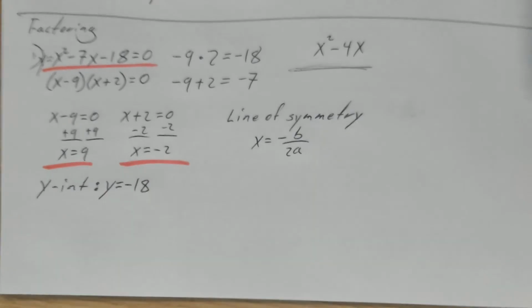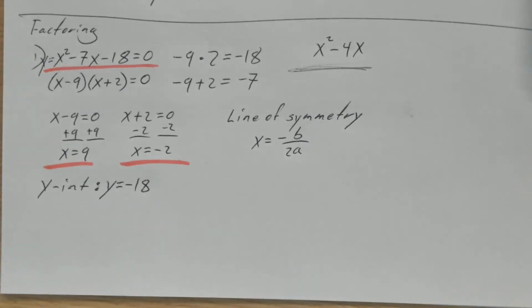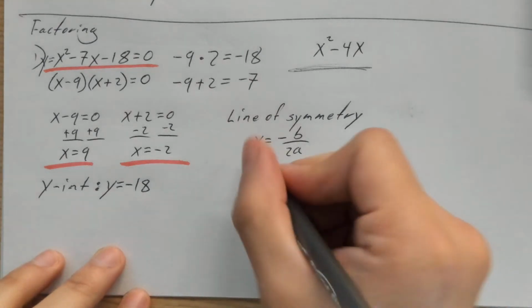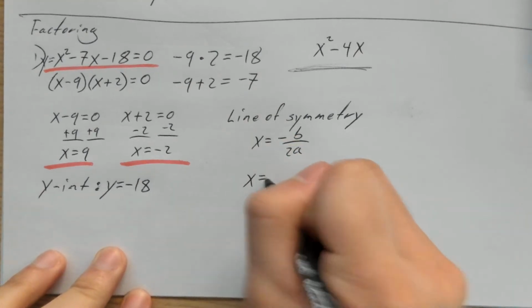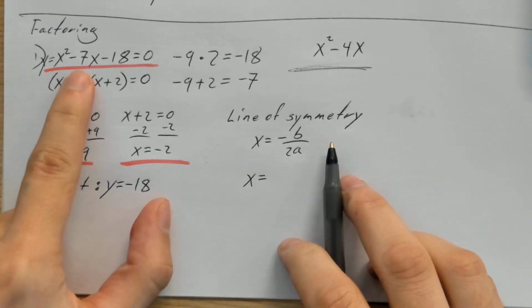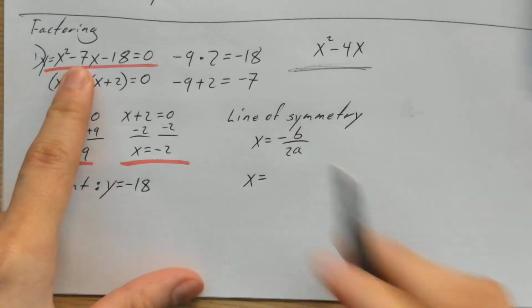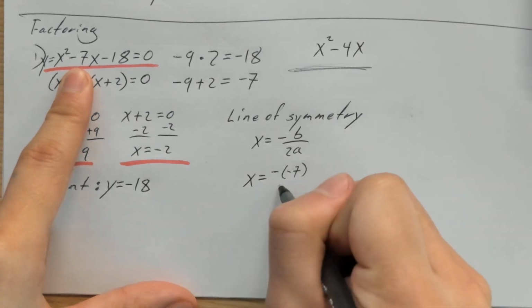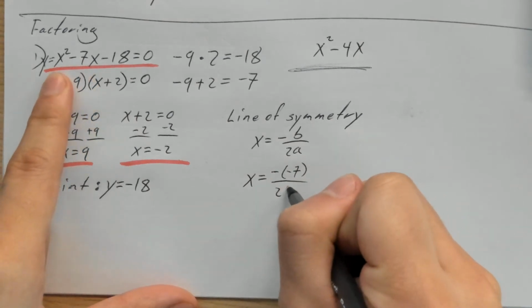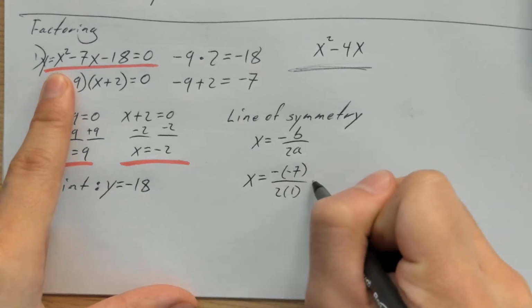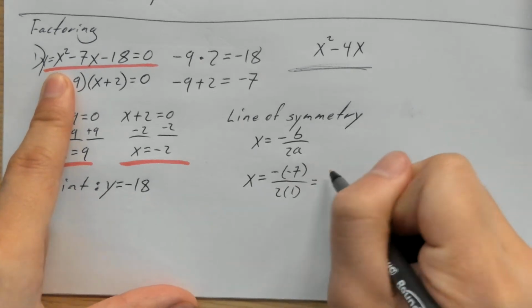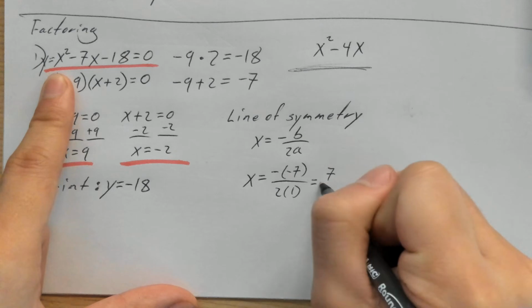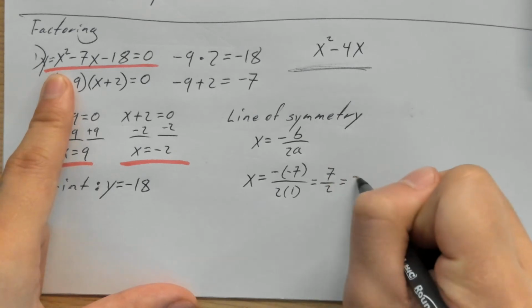So yeah, minus b divided by 2a, that's how you find your line of symmetry. So my line of symmetry is going to be at x equals minus b, where b is minus 7. So it's going to be minus minus 7 divided by 2 times a, where a is 1. So my line of symmetry is going to be at 7 halves, which is 3.5.